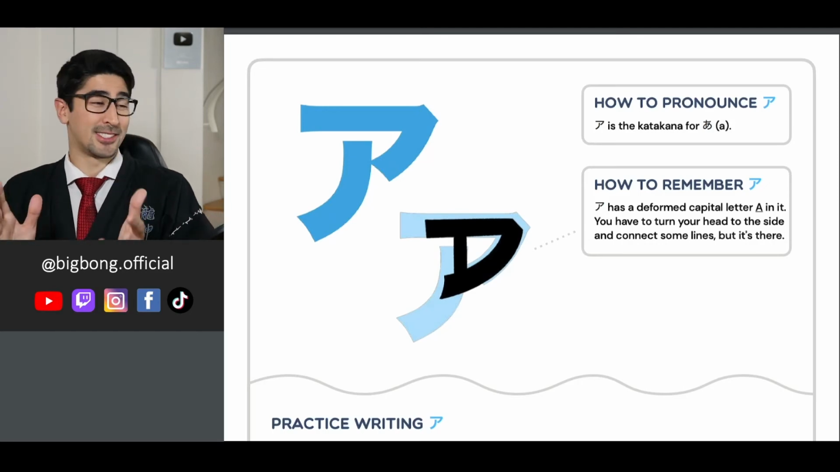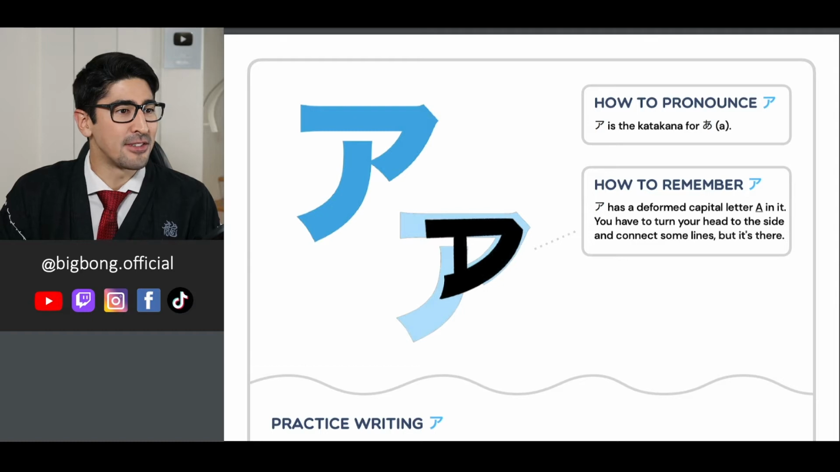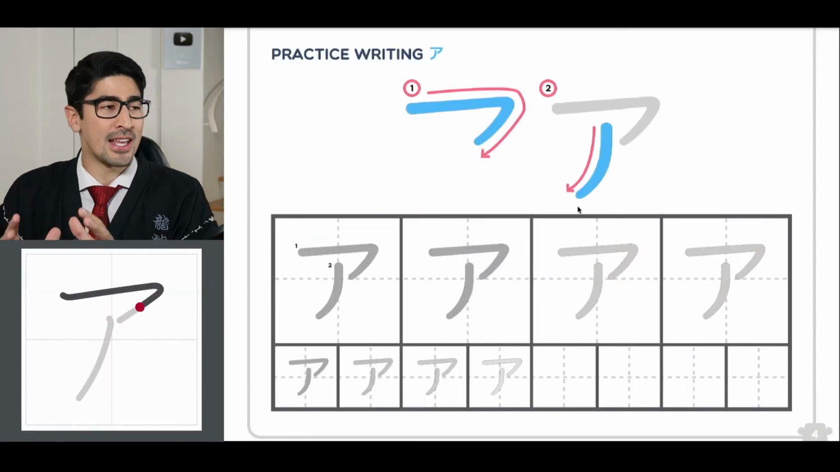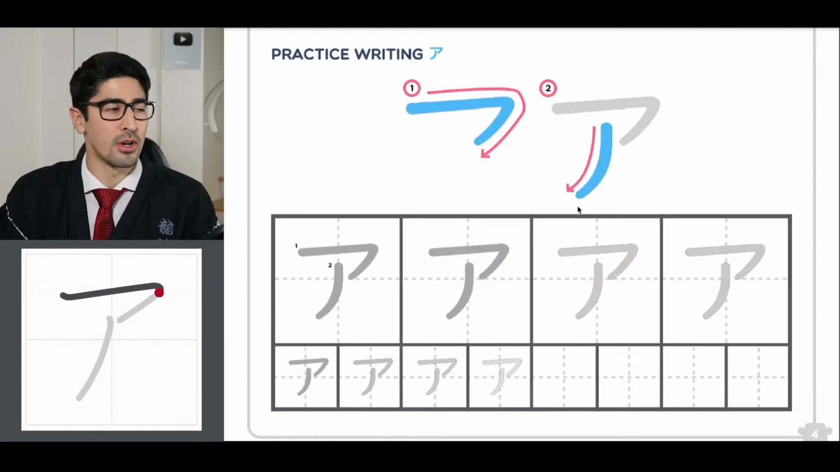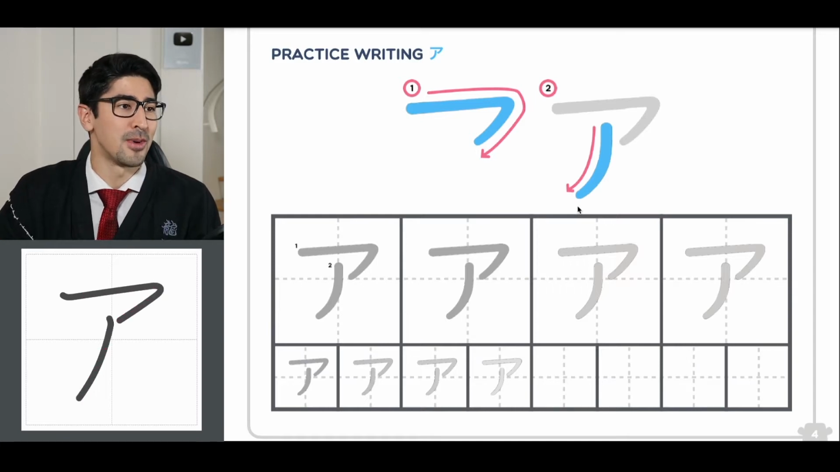Alright, so let's start from the beginning again. A. So how to remember A. A has a deformed capital letter A in it. You have to turn your head to the side and connect some lines, but it's there. So here, just like hiragana, you have to respect the stroke order. And just like hiragana, it's mostly going to be from left to right and from top to bottom.